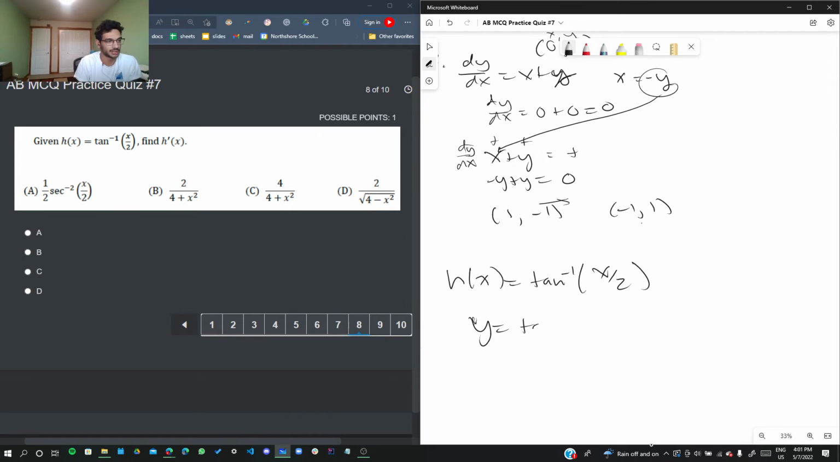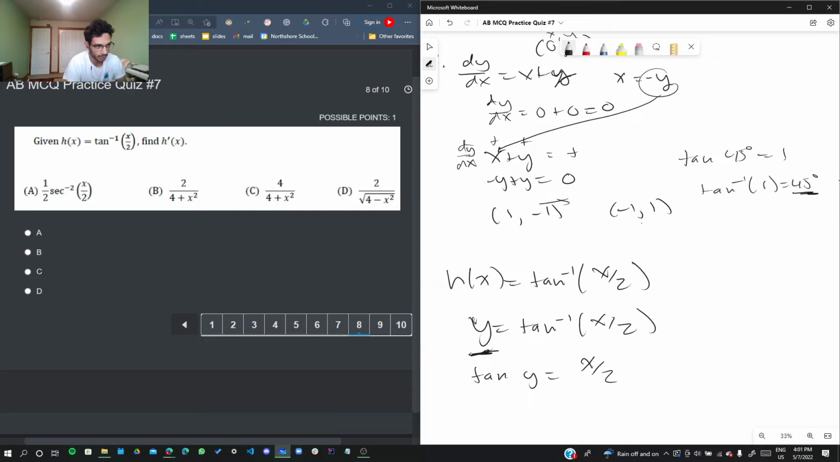So y is equal to tangent inverse of x over 2. Okay, so the tangent of 45 degrees is 1, so the tangent inverse of 1 is 45 degrees, right? That's the relationship. The tan inverse or arctan finds you the angle. So in this case, y is an angle and x over 2 is like a side length ratio. So then we can flip this around by saying tan of y is equal to x over 2, and then now we can just do implicit differentiation.